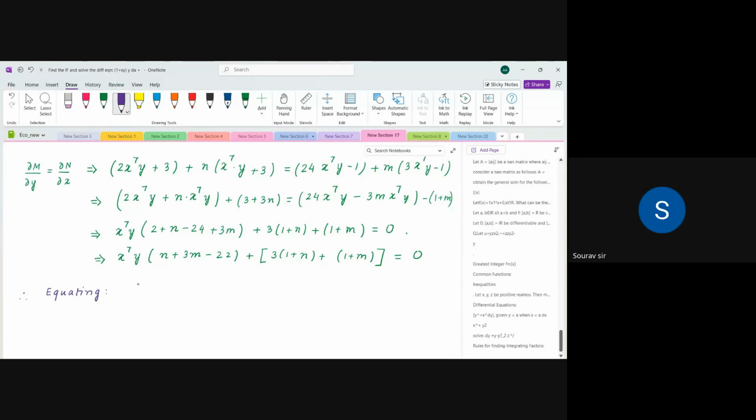Correct, exactly. So n plus 3m minus 22 has to be 0 because on the RHS there is no x to the power 7 into y term. And the constant term, which is 3 into 1 plus 1 plus m, has to be 0. Okay, so it's up to you, whichever way.